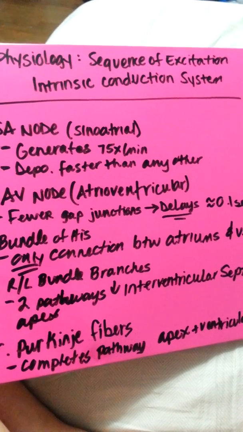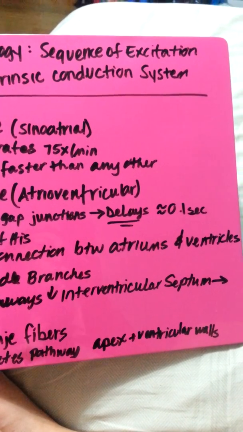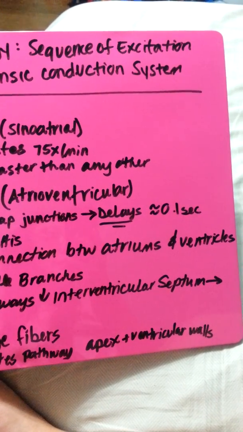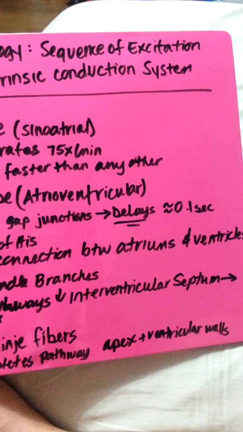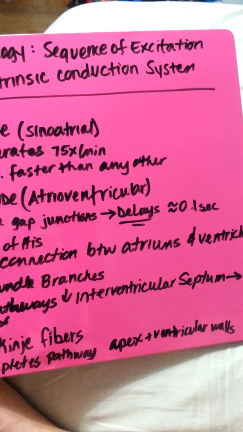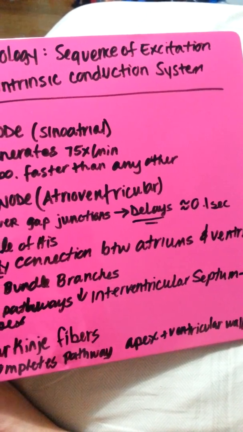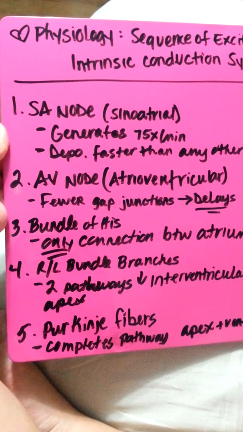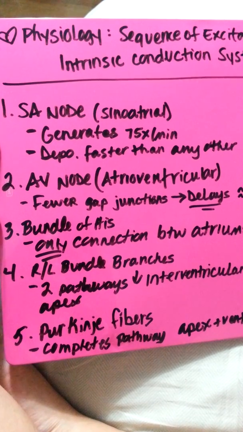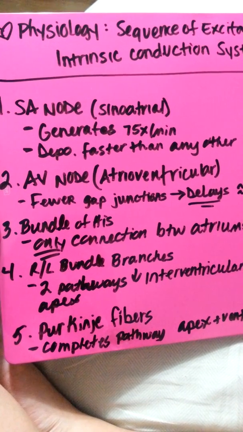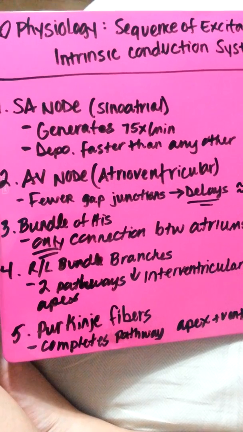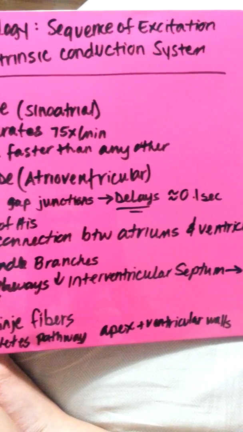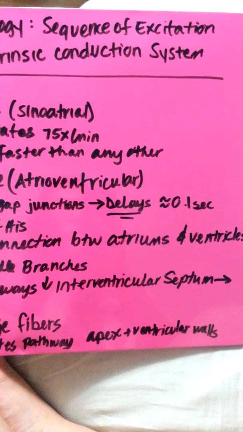It has fewer gap junctions, and it delays the impulse approximately a tenth of a second. It also depolarizes 50 times per minute in absence of the SA node input. Third is the bundle of His, or the atrioventricular bundle, or the AV bundle. And it's the only connection between the atriums and the ventricles.